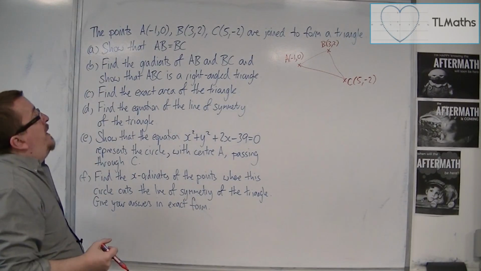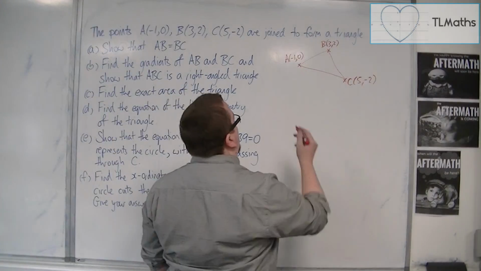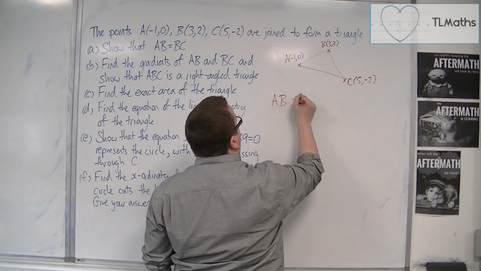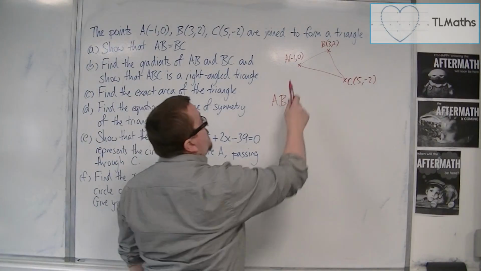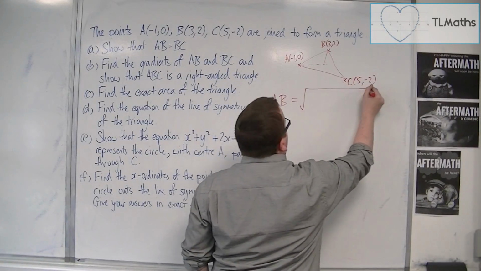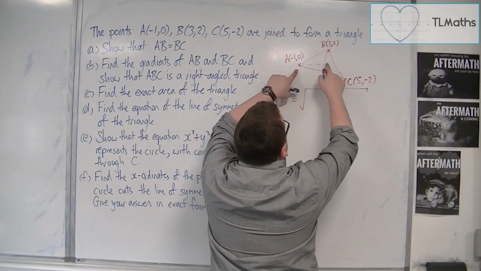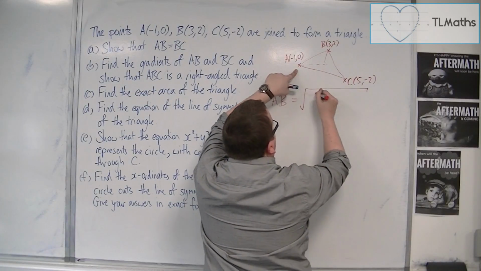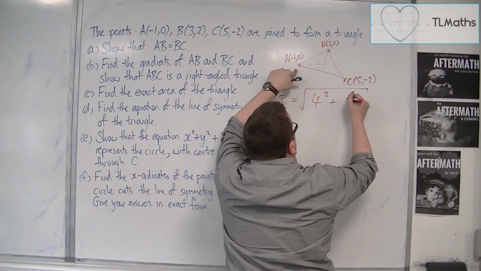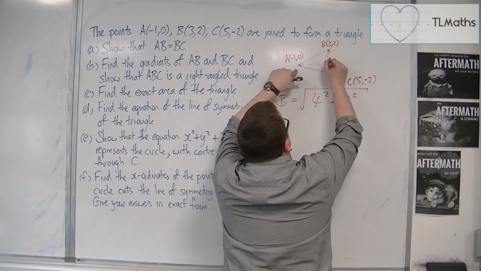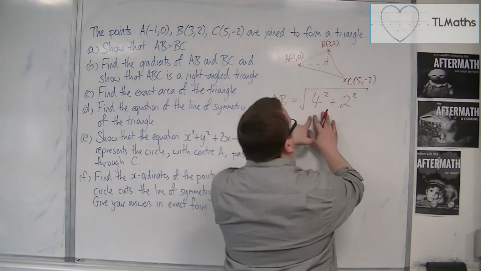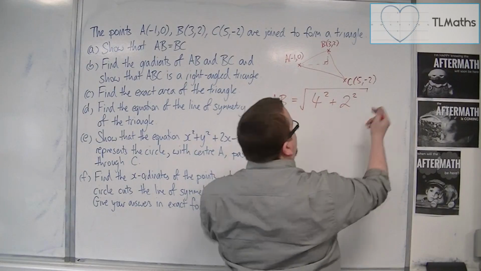Now, show that AB equals BC. So, what we can do is a little bit of Pythagoras on it. AB, the distance between A and B, is the square root of, well, we've got minus 1 to 3, so that's 4, so 4 squared, plus the vertical distance from 0 to 2, so that's 2, and squared. So we've got 4 squared plus 2 squared. So 4 squared is 16, 2 squared is 4, so 20, so it's root 20.